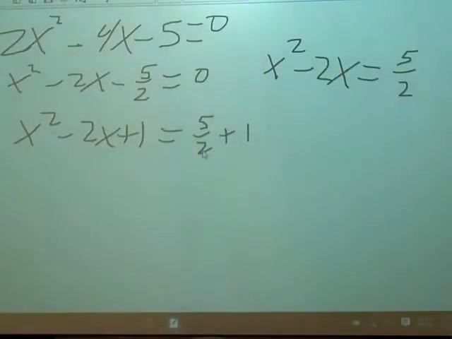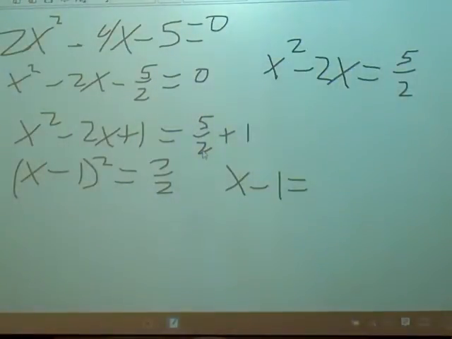So on the left, this will be the square root of x squared minus the square root of 1, all squared. 5/2 plus 2/2 is 7/2. Okay, so what do we do here? Take the square root. Good. x minus 1 is equal to positive or negative square root of 7/2.